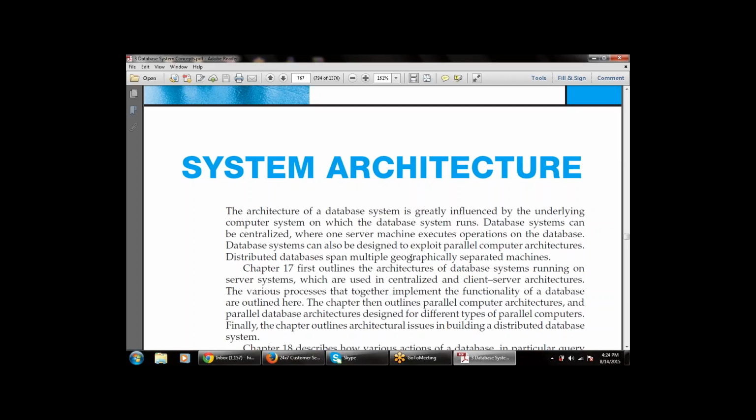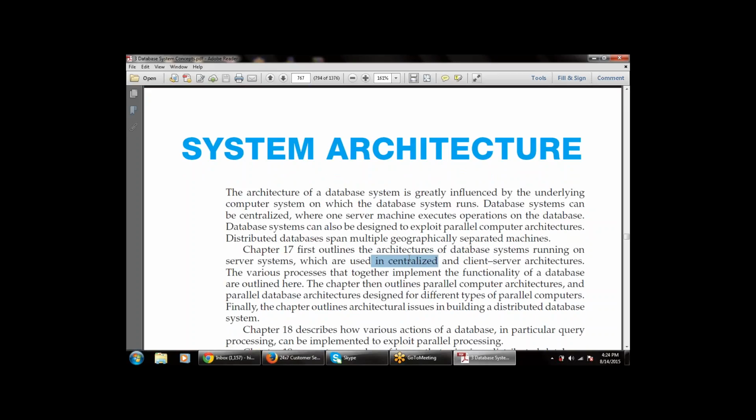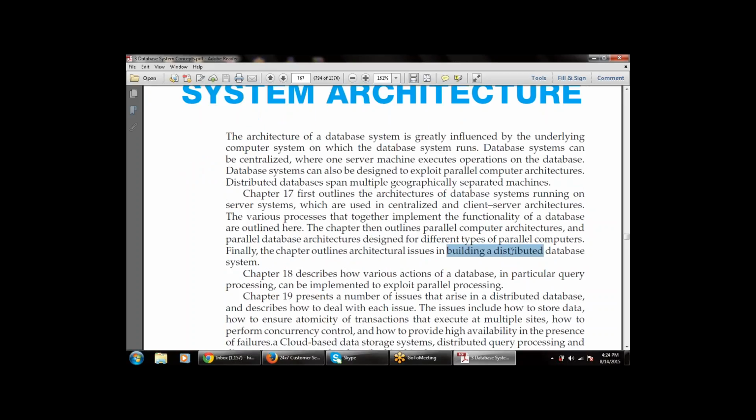Now, chapter number 17 first outlines the architecture of a database system, that is, the architecture of a database system running on server systems, which are used in the centralized and client-server architecture. The various processes that together implement the functionality of a database are outlined here. The chapter then outlines parallel computer architecture and the parallel database architecture designed for different types of parallel computers. Finally, the chapter covers architecture issues in building a distributed database system.